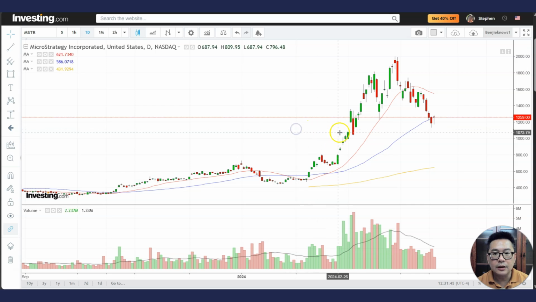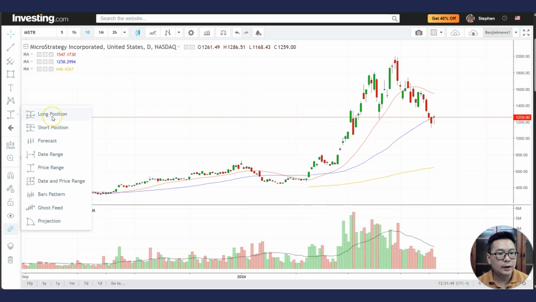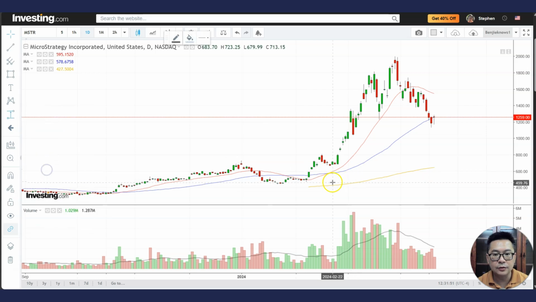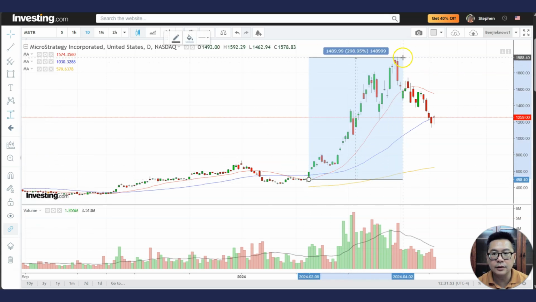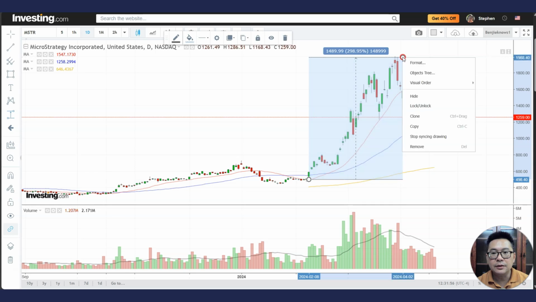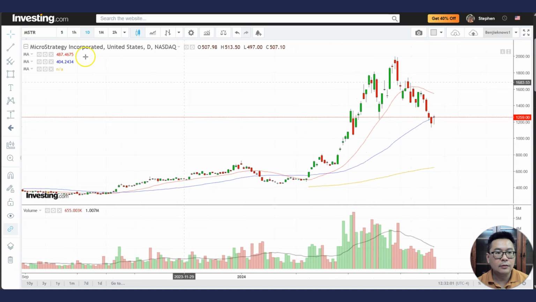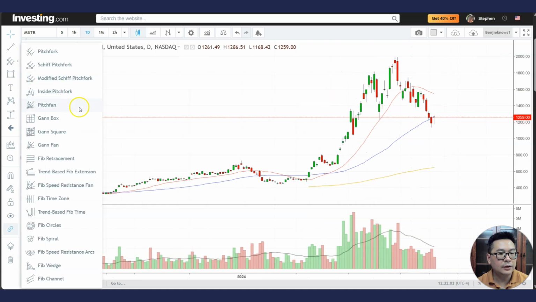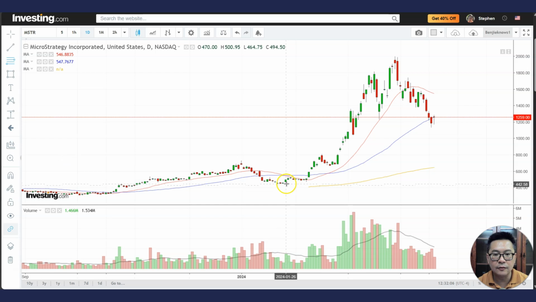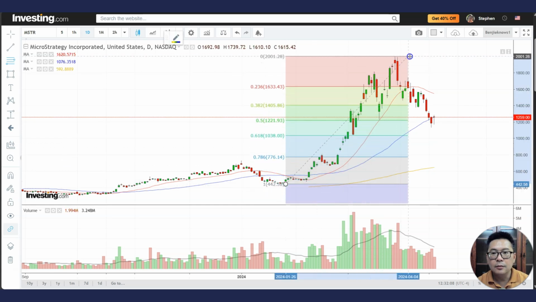Now the stock has gone up by quite a lot. If you look at the price range, when it went up from here to here, it's about 300% in a very short period of time. And right now it's declining. Let's take a look at the Fibonacci level and see how far it has declined from the lows to the highs. Now at this level it is at the 50% level. So this is a very important area, the 50% retracement level as well as the 50 MA.